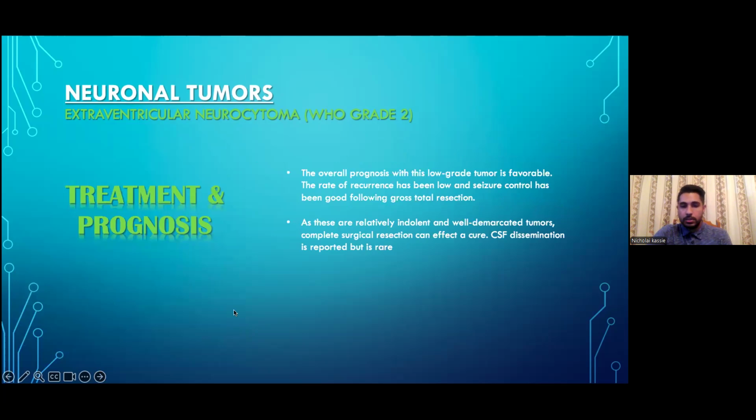Treatment and prognosis. So the overall prognosis with this low-grade tumor is favorable. The rate of recurrence has been low. Seizure control has been good following gross total resection. As these are relatively indolent and well-demarcated tumors, complete surgical resection can effect a cure. CSF dissemination is reported, but is quite rare.